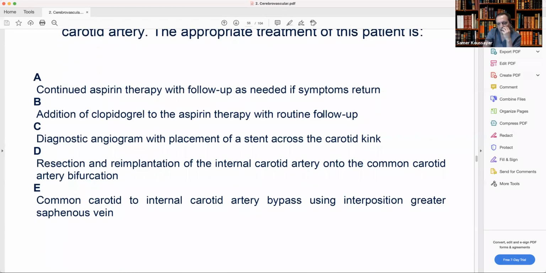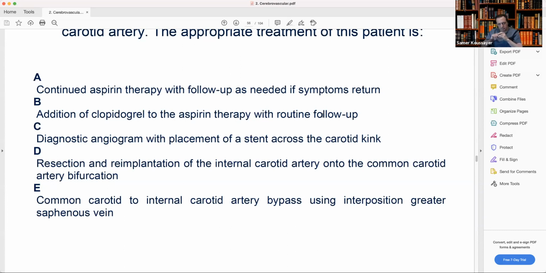It is an anatomical problem. If you give aspirin, it will not help. So if symptomatic, it has to be fixed. It has to be a surgery. I don't think antiplatelets alone will be enough. Even if you follow up, how is it going to help? The kink will not go away. So I don't think that will help.